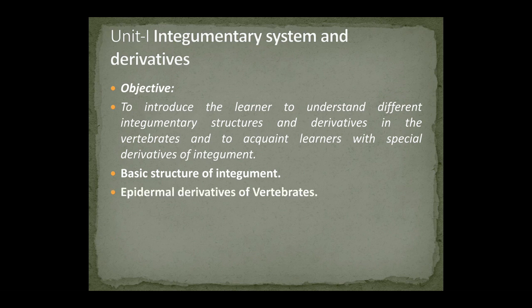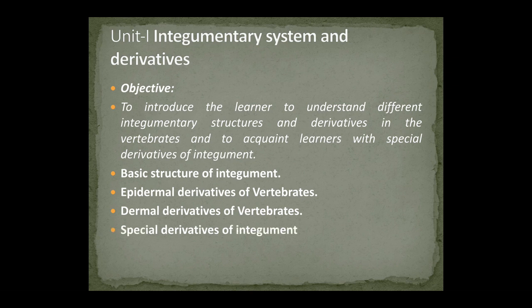Then we have epidermal derivatives of vertebrates. There are two layers, epidermis and dermis. So which organs are derived from epidermis and which are derived from dermis? There are two types of derivatives, because one originates from epidermis, the other from dermis. One more topic here is special derivatives of integument. Some of the derivatives are very special, found in specific animals in some of the classes. For example, the poison glands found in toads of amphibians. Toads are like frogs, but they don't leap, they crawl.